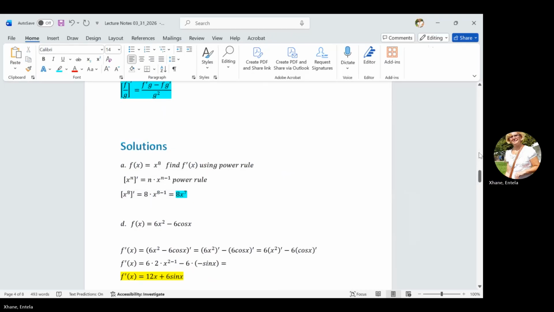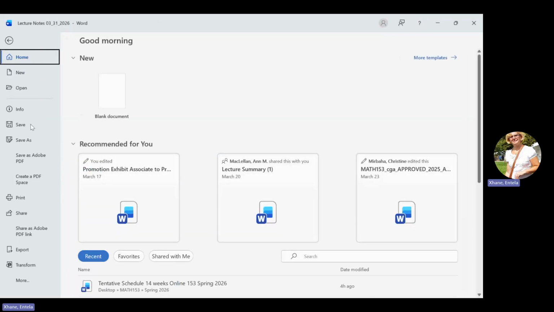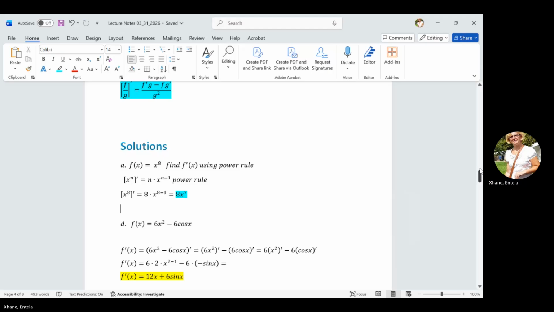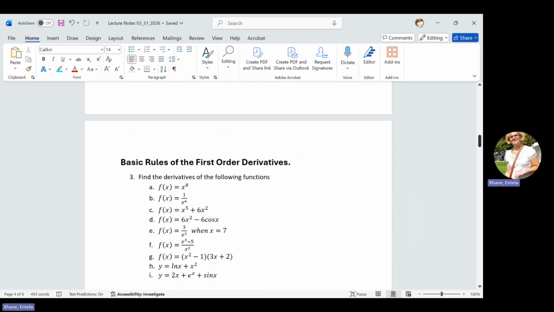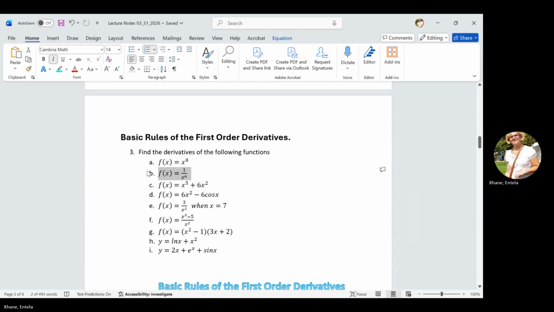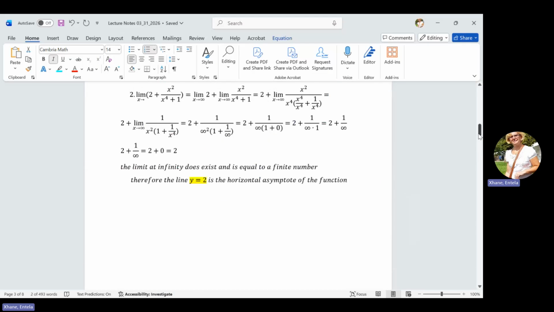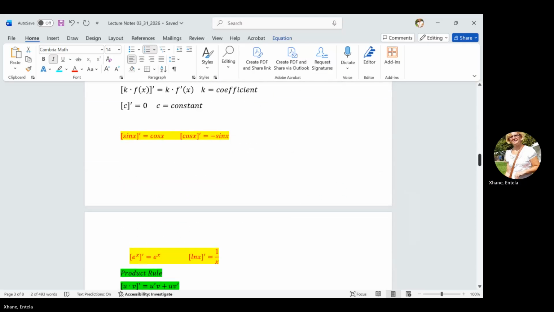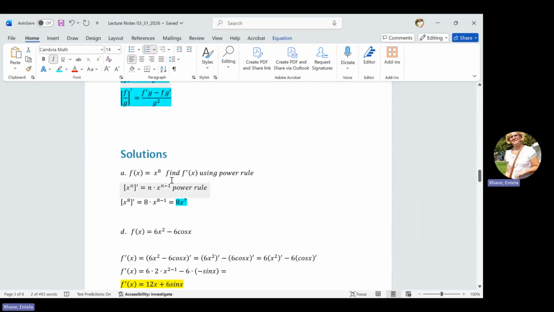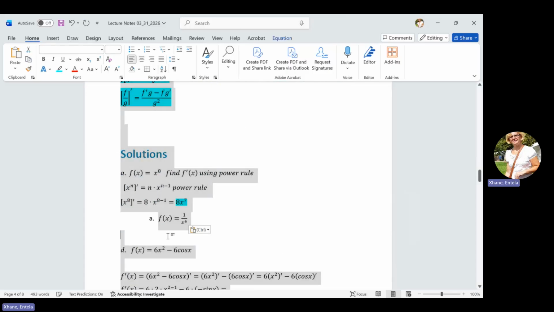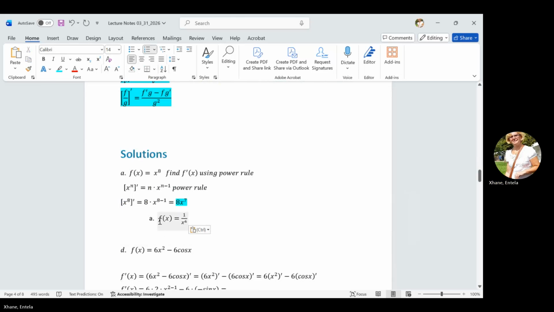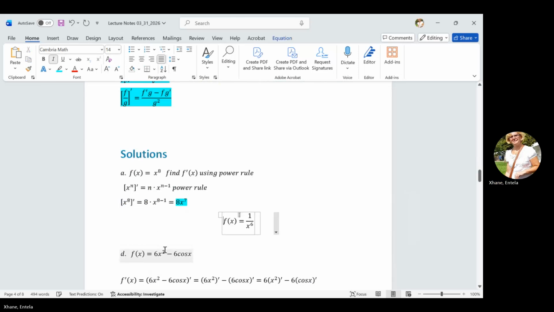Okay. So now I'm going to transition. I have to save this. There you go. I'm going to transition to part B. Now, why is this interesting? Let's find out. The way this is designed, it has a variable in the denominator. There you go. So this is part B.